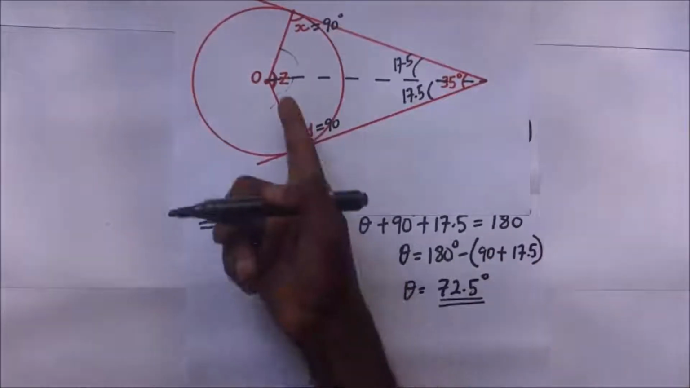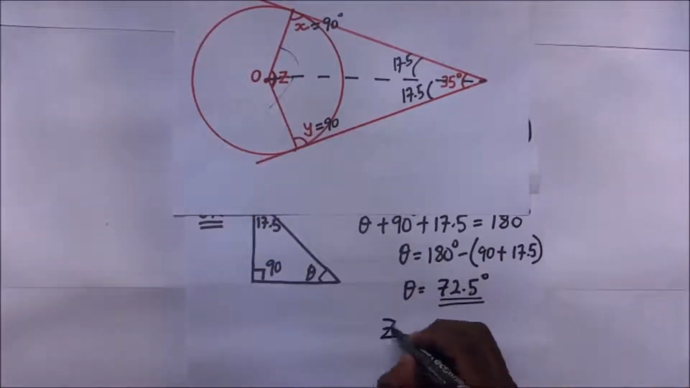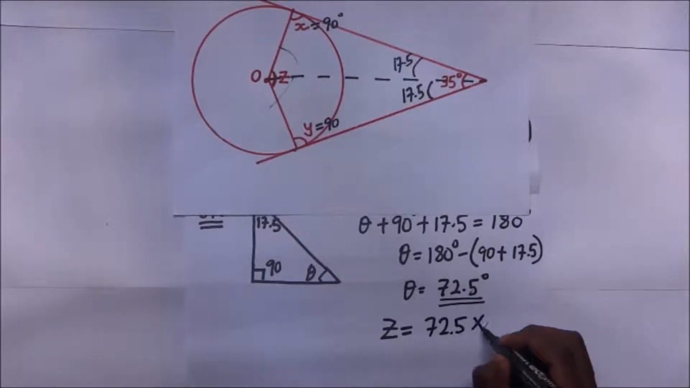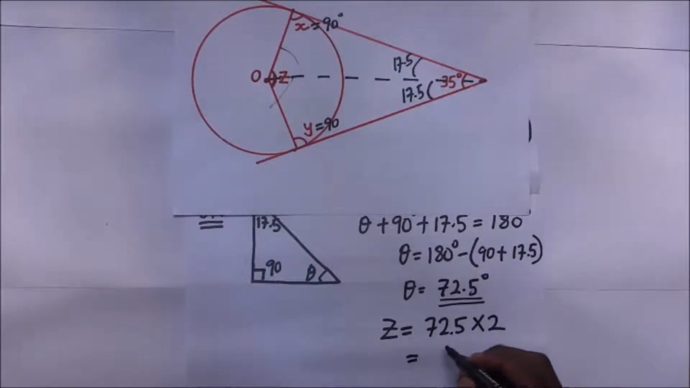So it means that for us to get the whole value of z, z is going to be 72.5 multiplied by 2. And when you multiply that by 2, you will end up with 145 degrees.